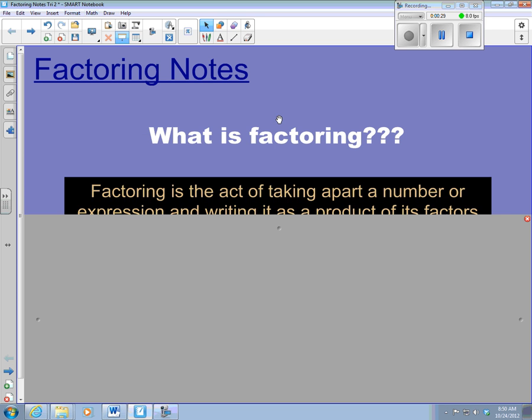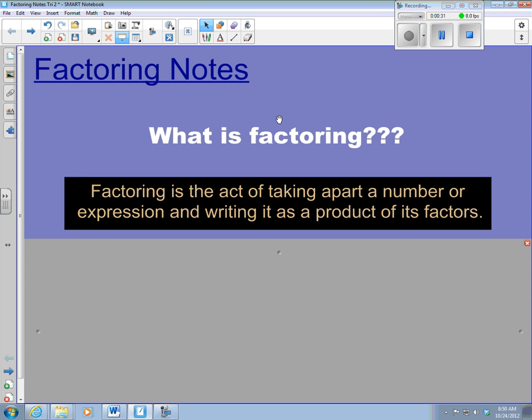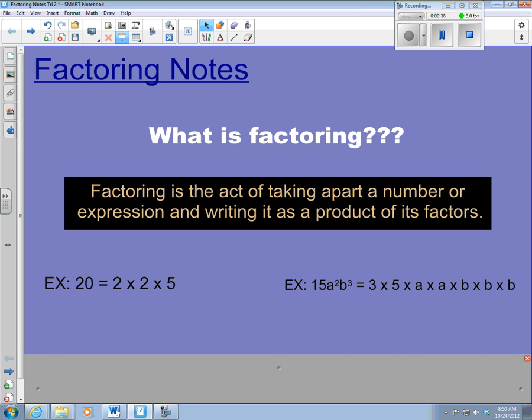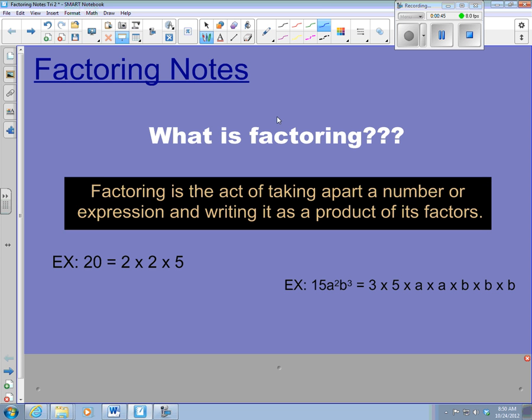So what is factoring? Factoring is the act of taking apart a number or an expression and writing it as a product of its factors. When you look at this one right here, 20, if you were going to factor it, you'd find out, well, 4 times 5 is 20, but you can break up 4 into 2 times 2. These are all considered factors right here. 2 times 2 times 5 is 20. The two 2's and the 5 are your factors, what you're multiplying together to get 20.